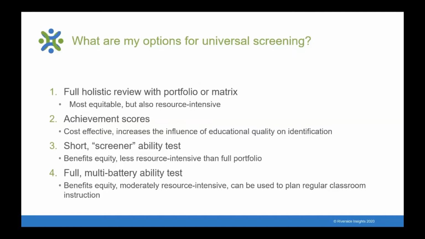And so the fourth option would be something like a full multivariate ability test. The benefits to equity are that every student gets a thorough consideration, not complete, but still an in-depth consideration. It's kind of a balance of how much resource and time is required. So it's more than a screener, but less than holistic review. And the advantage of using the multi-battery test is that it can then be used for other purposes, such as planning instruction by the regular classroom teacher.